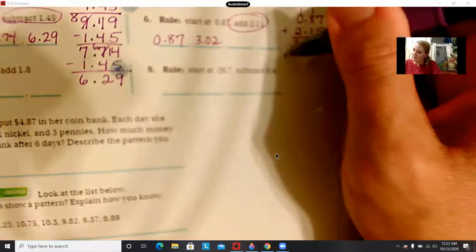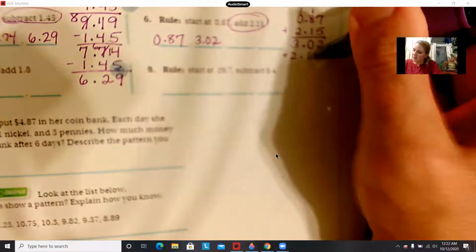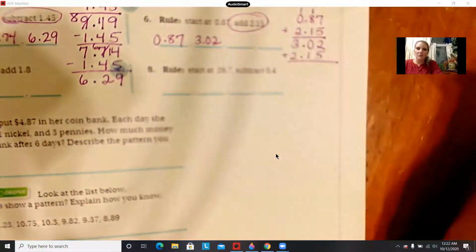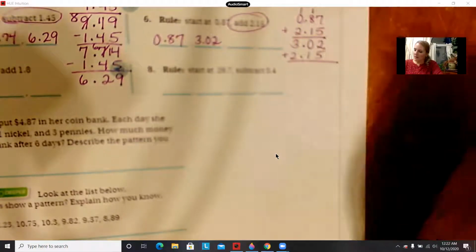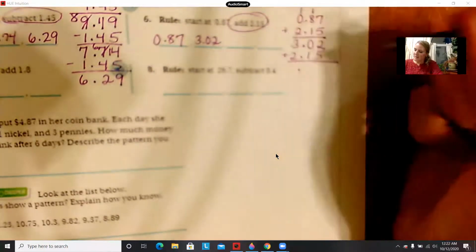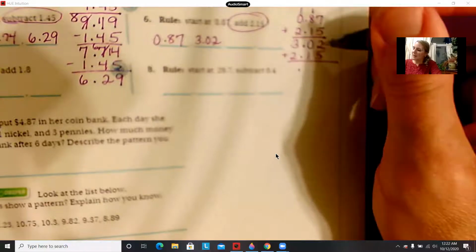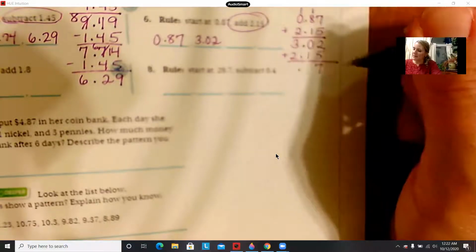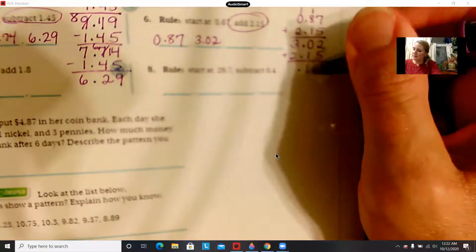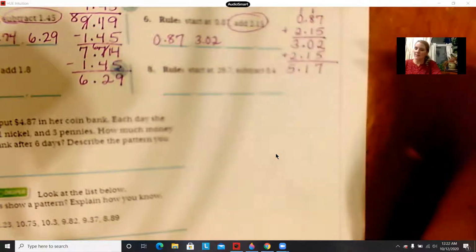Okay, now we have to continue with our rule. Add 2 and 15 hundredths to that. Line up those decimals. 2 and 15 hundredths. Get that decimal down. Okay, let's add up again. 2 plus 5, we have 7. 0 plus 1, 1. And 3 plus 2 is 5. So our third term is 5 and 17 hundredths.